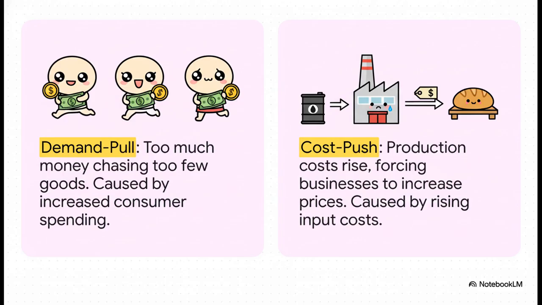Next up, what causes it? Well, it usually boils down to two main culprits. On one side, you've got demand-pull inflation. That's the classic textbook case of too much money chasing too few goods. You see this when everyone's out there spending, maybe because the economy's booming. Then, on the other side, you've got cost-push inflation. This one comes from the supply side. Think of a sudden jump in oil prices that makes it more expensive to make and ship pretty much everything. Businesses have no choice but to pass those higher costs on to us.